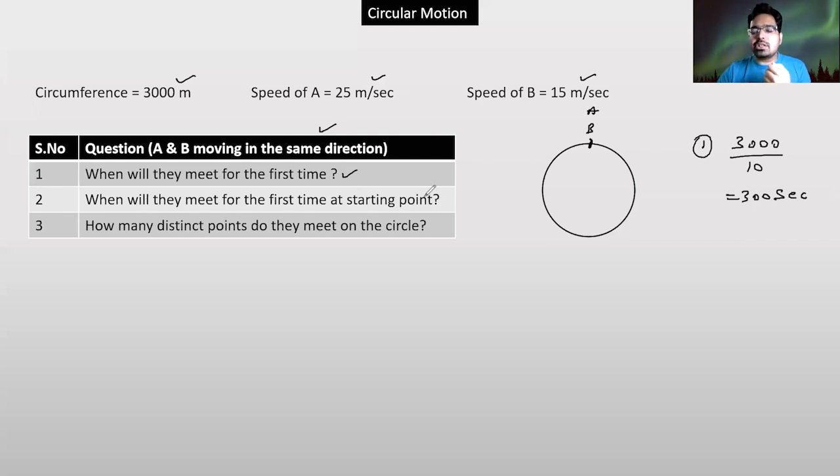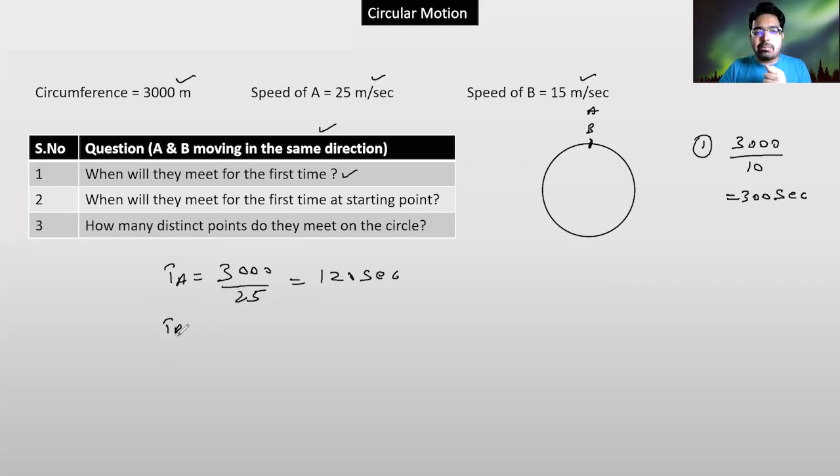When will they meet for the first time at the starting point? Now they have to meet at the starting point. Now let us understand, if they have to meet at the starting point, then both of them of course have to be at the starting point. Let's individually try and understand when each one of them comes back to their starting point. So when will A come back to the starting point? Time taken by A to come back to the starting point will be 3000 divided by 25. That would give you 120 seconds, right? So time taken by A to come back to the starting point will be 120 seconds.